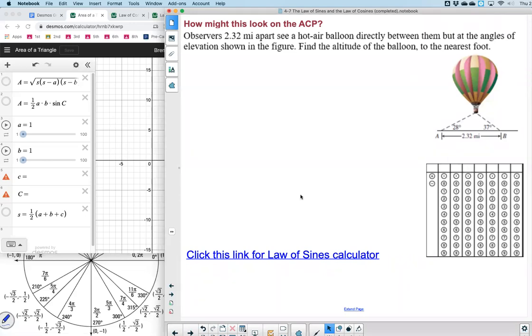Okay, now let's take a look at this ACP problem. It says observers 2.32 miles apart see a hot air balloon directly between them, but at the angles of elevation shown in the figure, 28 degrees and 37 degrees. Find the altitude of the balloon to the nearest foot. So we're trying to find the height of this balloon here.